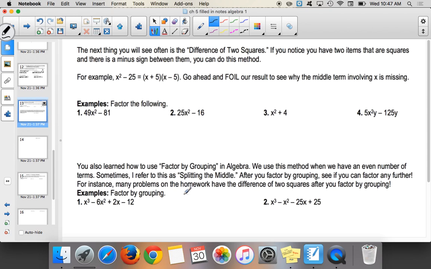If you FOIL out x plus 5 times x minus 5, do you guys remember FOIL? Whoops, my marker is not calibrated correctly. First, outer, inner, last. I gotta calibrate this, hang on. It's gonna drive me nuts. All right.